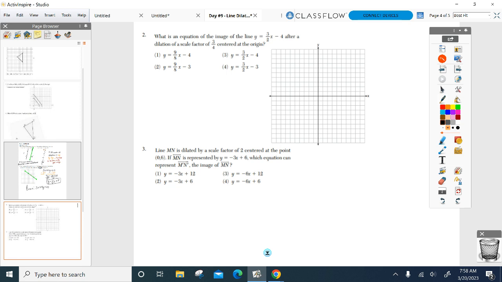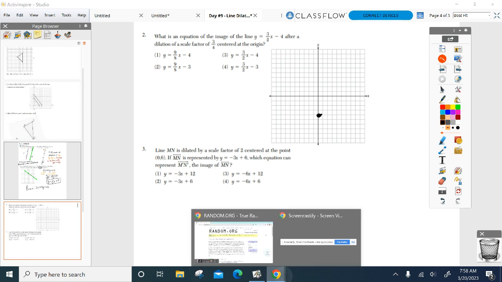All right, so I have 3 halves x minus 4. We're going to dilate it by 3/4, centered at the origin now. So all our points are getting closer to the origin, 3/4. All right, first point you can graph. What's the y-intercept of this line so I can get a look at the graph? Okay, everyone, 1, 2, 3. Here's my first point.